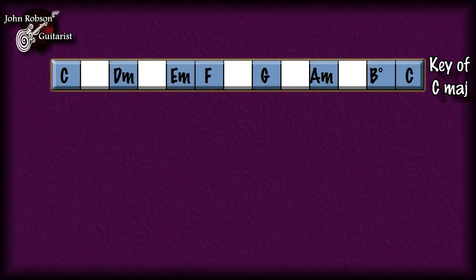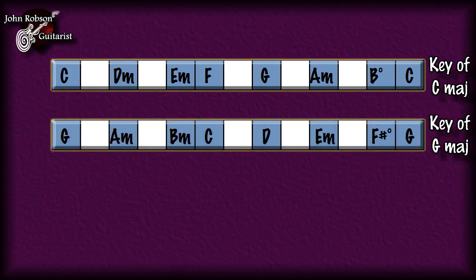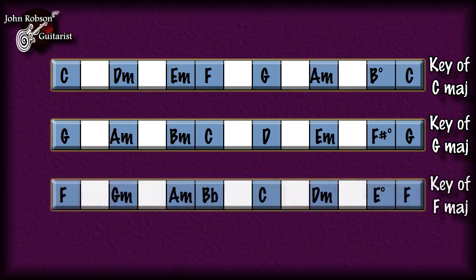Okay then, here are the chords in the key of C major: C, D minor, E minor, F, G, A minor, B diminished, and then back to C. Likewise, the chords in the key of G major are G, A minor, B minor, C, D, E minor, F sharp diminished, and then back to G. And the chords in the key of F major are F, G minor, A minor, B flat, C, D minor, E diminished, and back to F. The reason why I chose these three keys is because they all have an A minor chord in common.